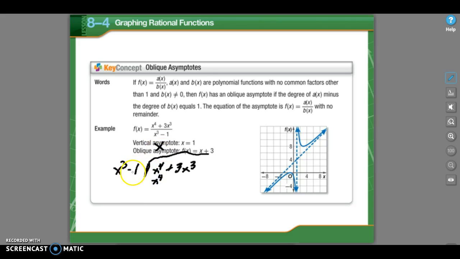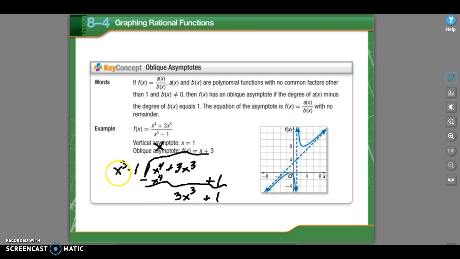If you multiply x times negative 1, you get a negative x, which I will put over here. Then we're going to subtract now. Subtracting flips the signs of each term. The 3x to the third comes down, and the 1 comes down. Technically, there's also a 0x squared and a 0x in there.